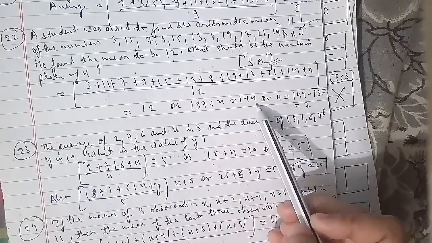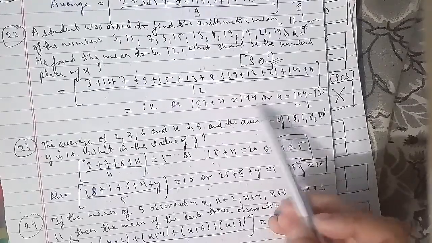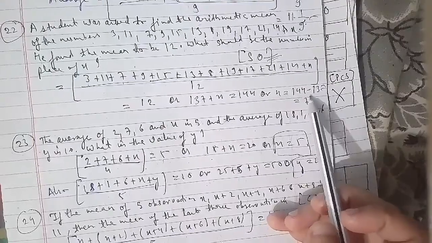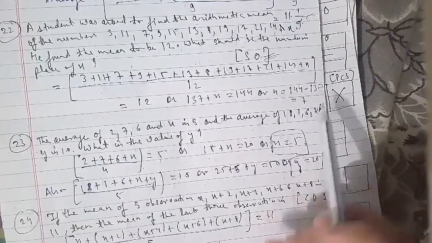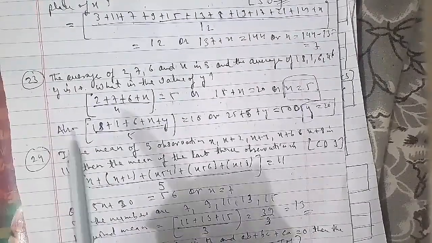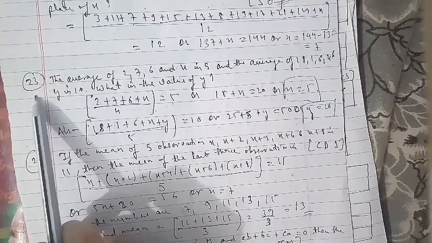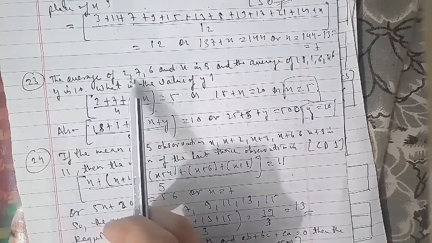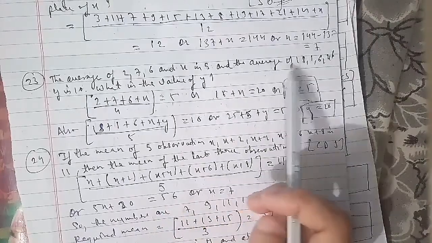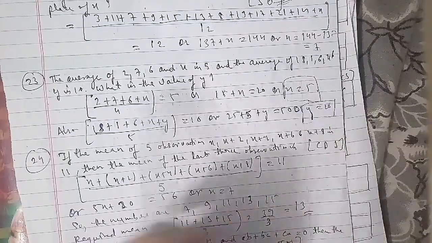The solution: 2 plus 7 plus 6 plus x, upon 4 equals 5, or 15 plus x equals 20. Then we'll get, or we can say, that x equals 5 here. Also 18 plus 1 plus 6 plus x plus y, upon 5 equals 10, and that is 25 plus 5 plus y equals 50, and y equals 20. That will be the right answer for this question as well.